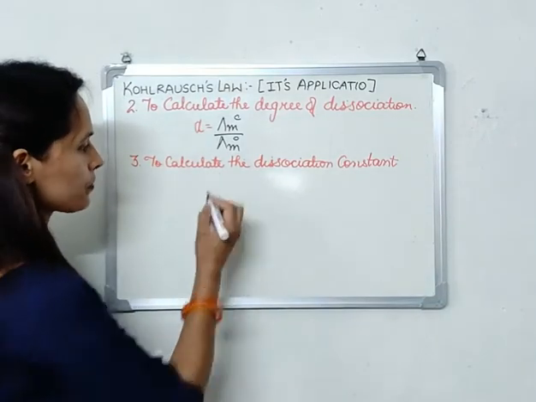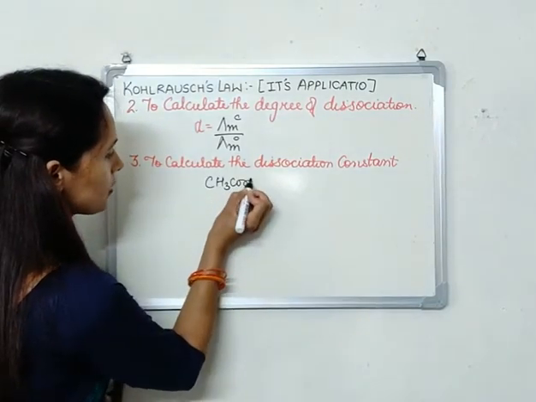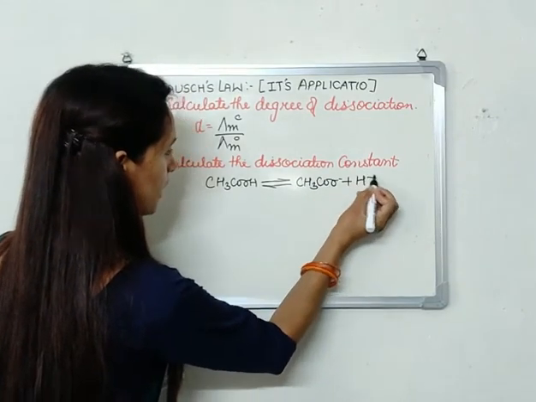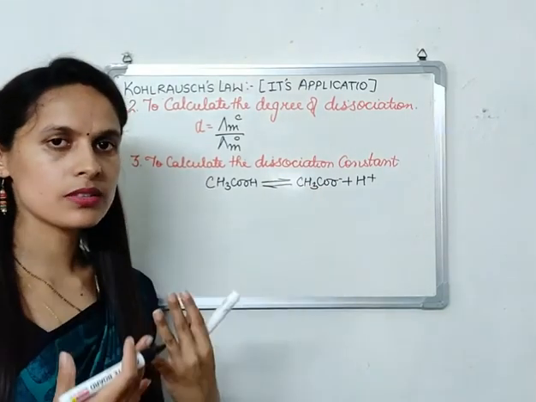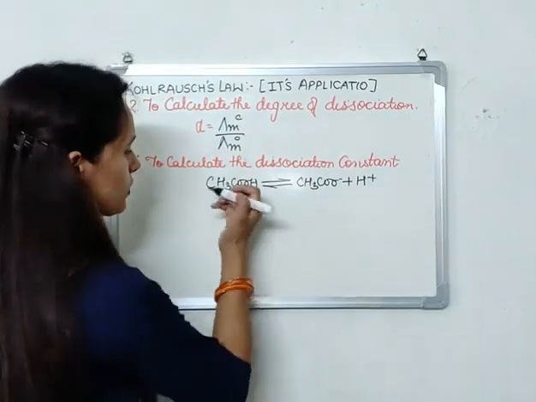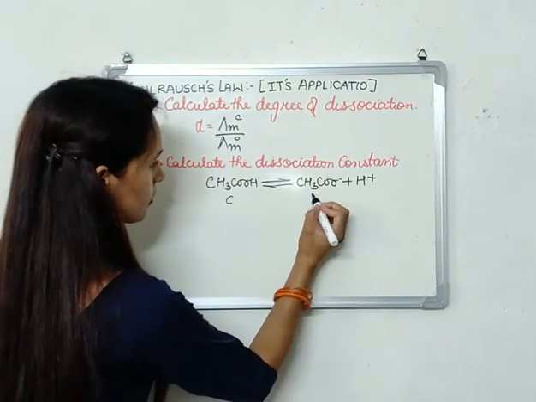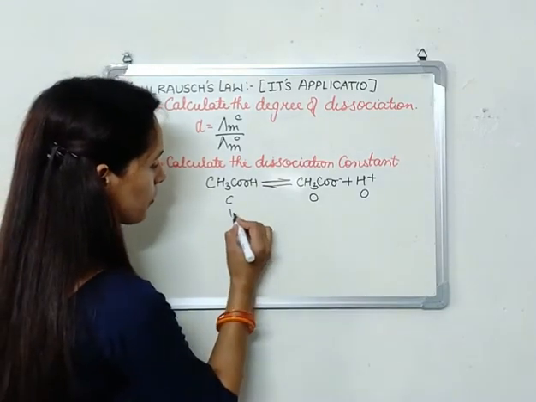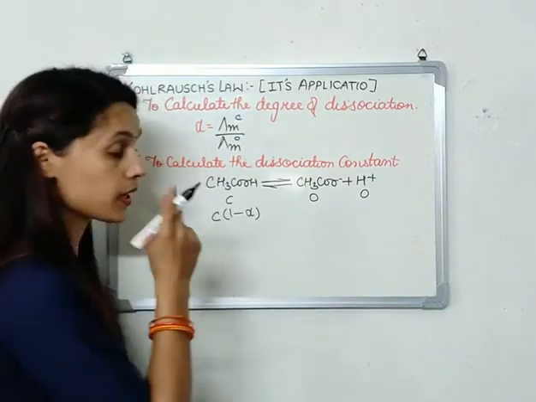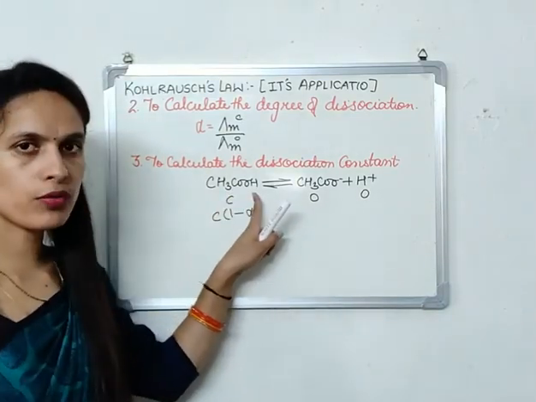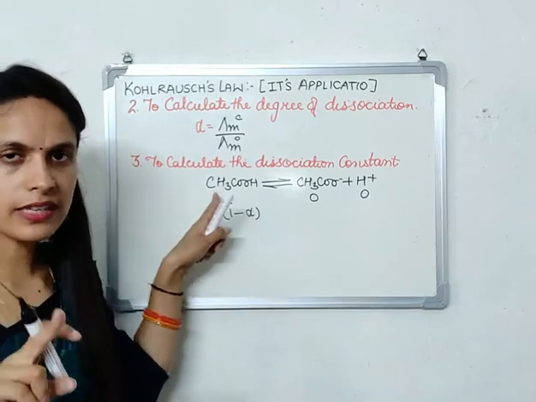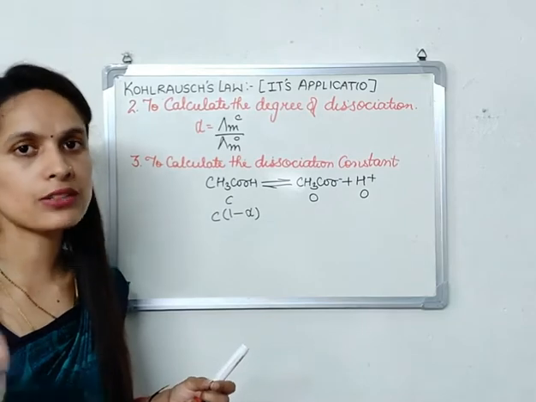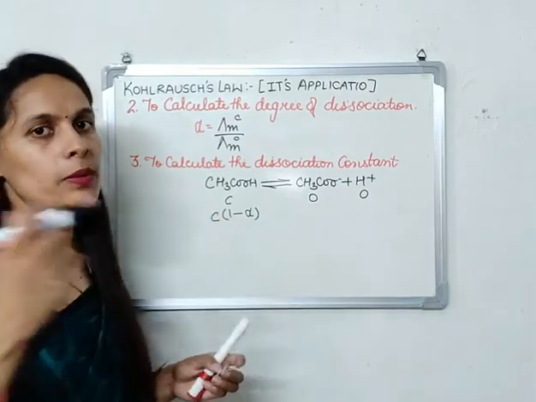Suppose I have CH3COOH. CH3COOH gets dissociated into CH3COO negative and H positive, and after a certain time it comes into equilibrium. Suppose initially its concentration is C, and these two are 0 because the reaction hasn't started. Initially the number of moles of CH3COOH is 1, so its concentration becomes C into 1, which is C. Now suppose alpha moles get dissociated, so its concentration becomes C(1 minus alpha).